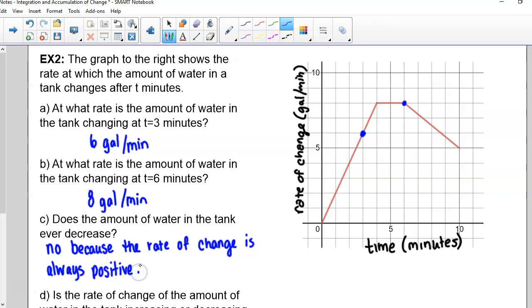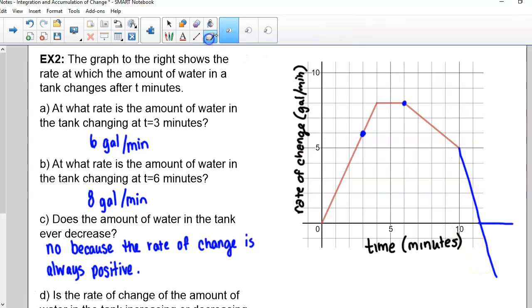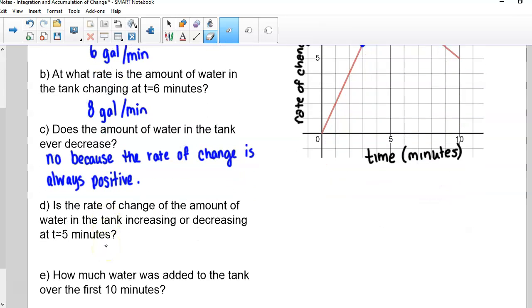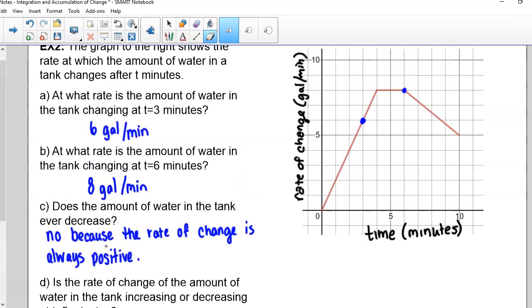So since you got a positive rate of change, that means water is being added to the tank. For us to see an actual decrease in the amount of water, we would have to see this go down below the x-axis where we had negative rates of change. And that would tell us the amount of water in the tank is decreasing. But the amount of water in the tank is always increasing for this one. Okay, questions on that part?